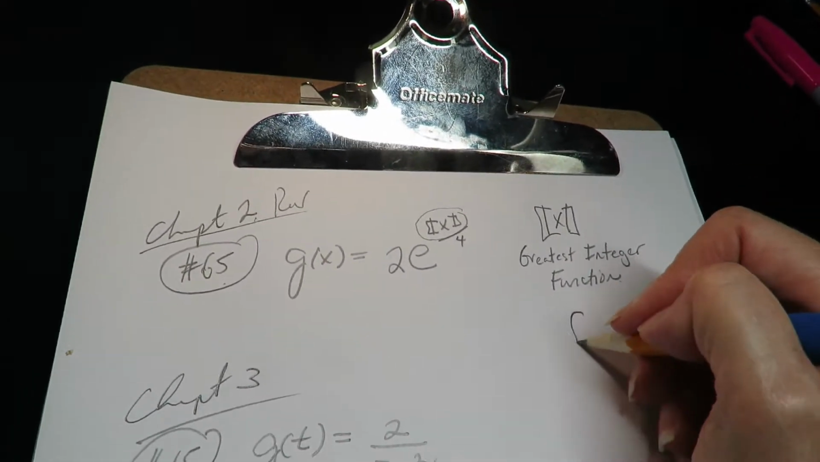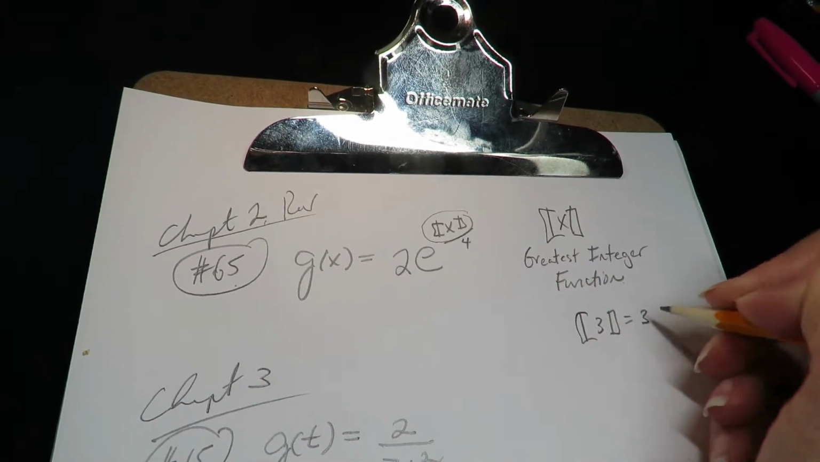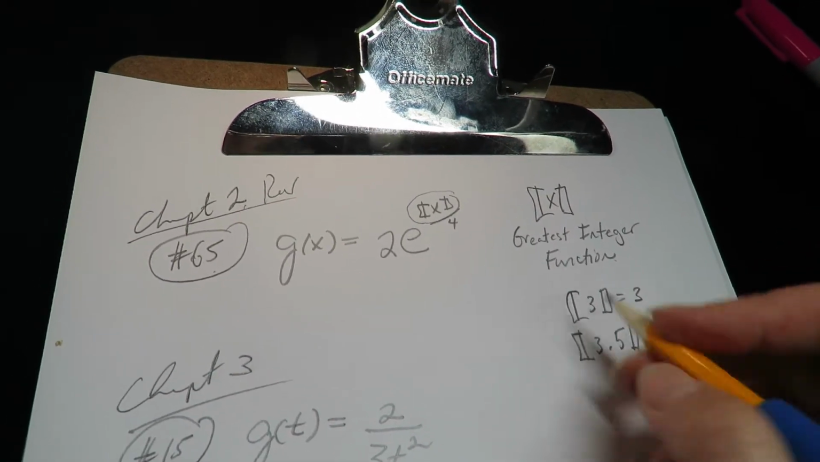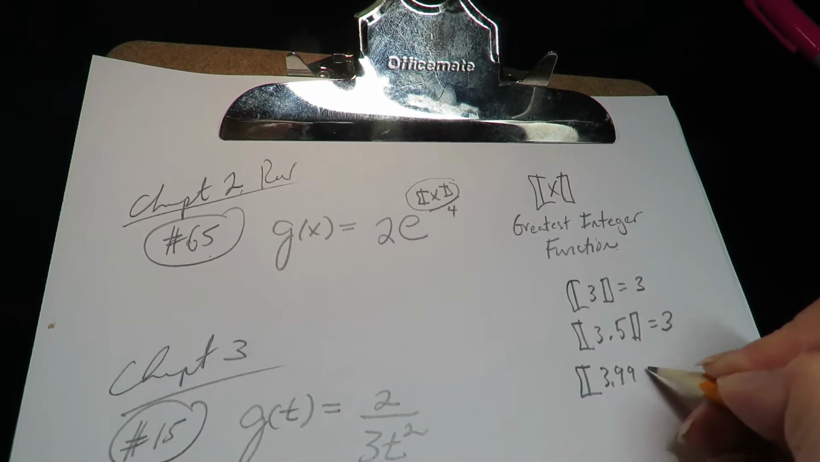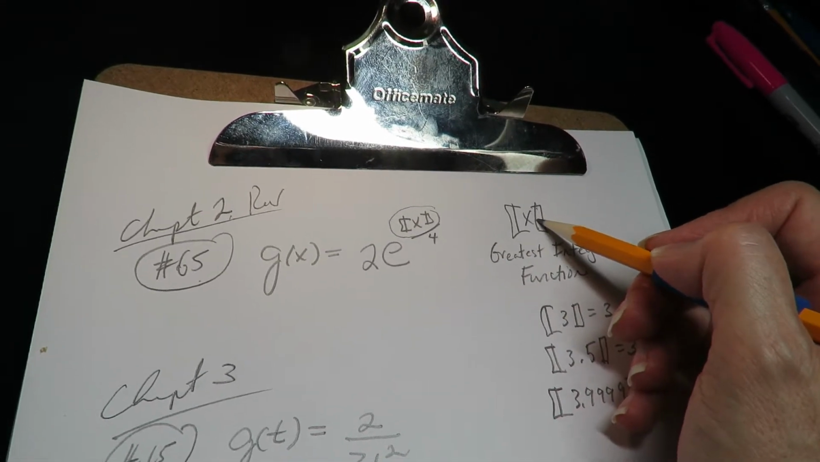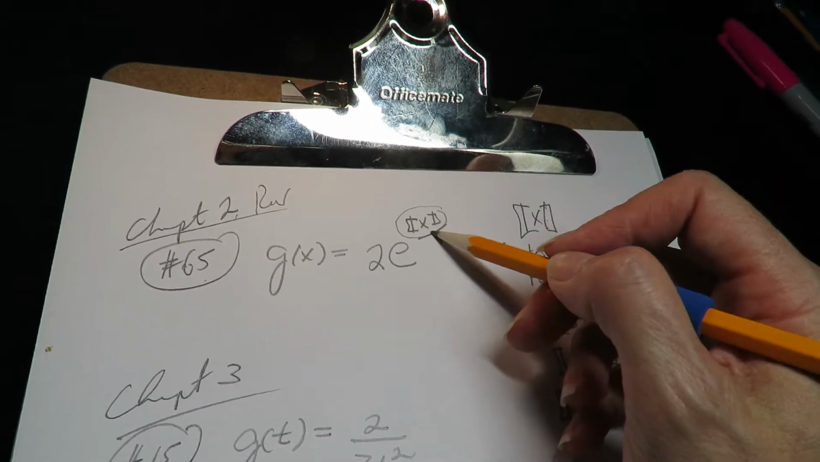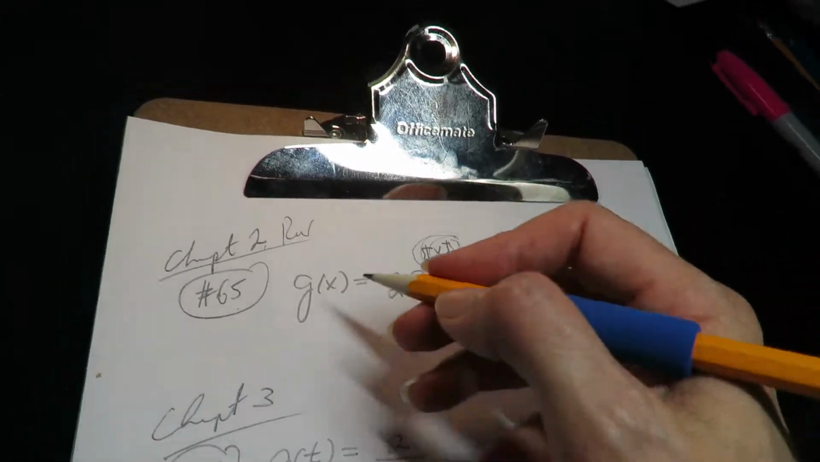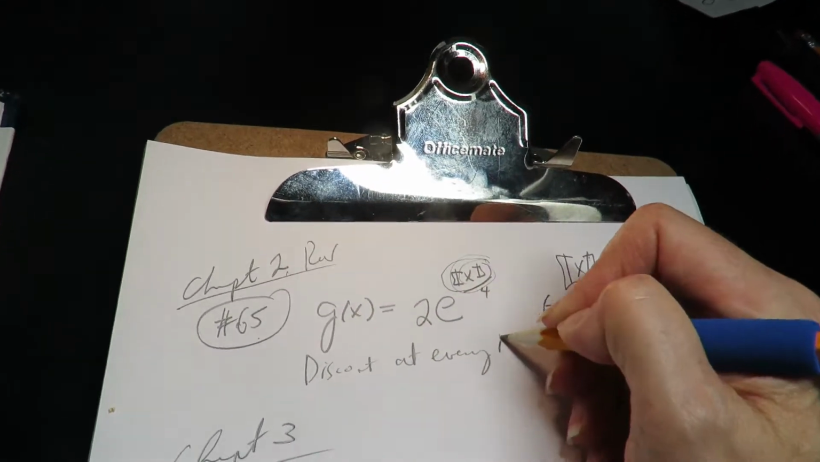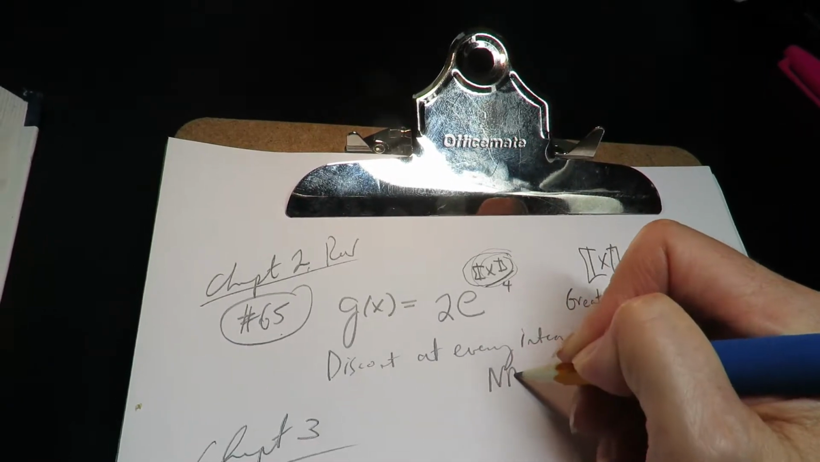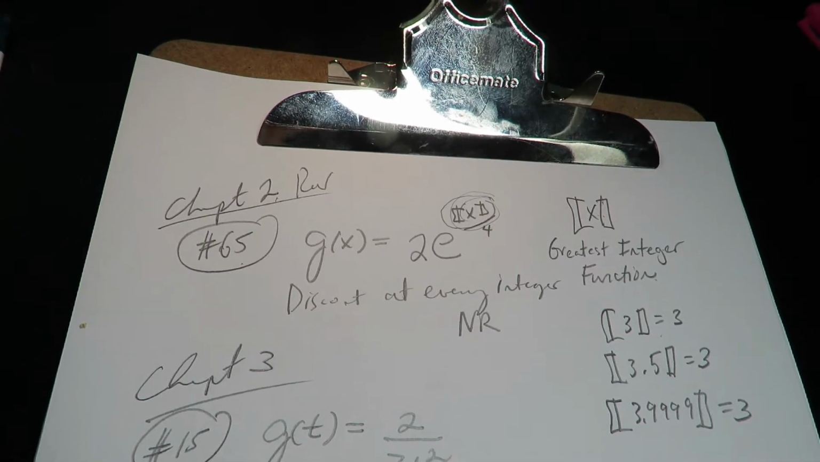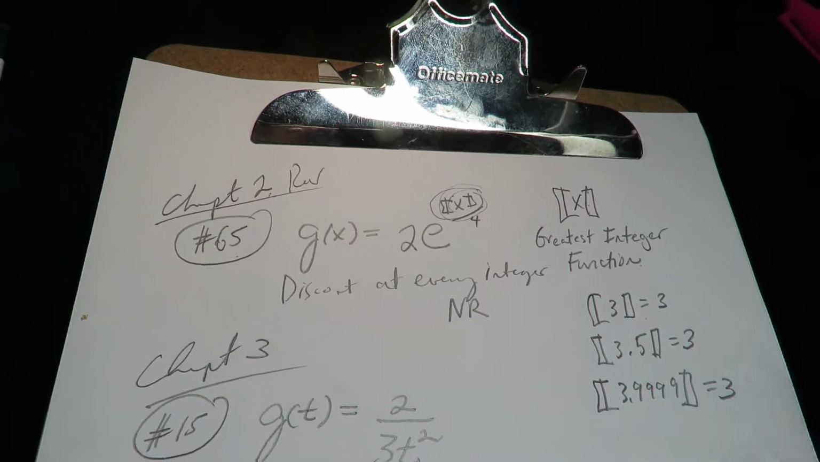So for instance, if I put an integer into this function, it outputs an integer. But if I put something that's not an integer into the function, it will round down to the nearest integer. So this part right here is creating a gap at every integer. So it's this piece right here. So this is going to be discontinuous at every integer, and it's non-removable, okay? Because of this part right here, it's going to create a gap at every integer.